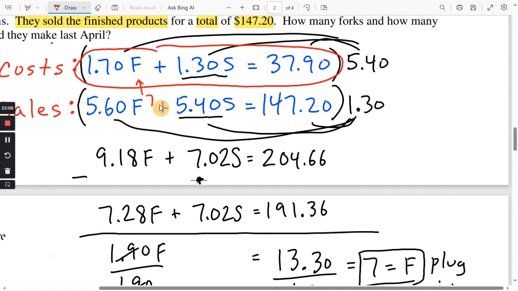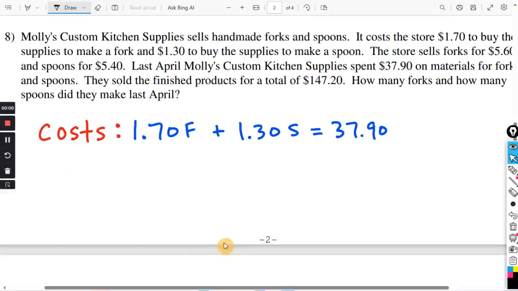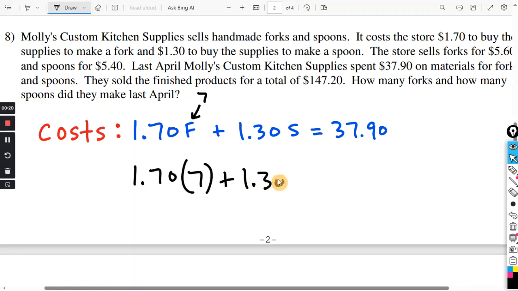All right, so that's going to be 1.7 times F. I had to erase some stuff here, but anyhow, we got F equals 7. So that 7 is going to get plugged in right there. All right, so we have 1.70 times 7 plus 1.30S, and that equals 37.90. 1.7 times 7 gives us 11.9. So that's going to be 11.9. And we're solving for S.